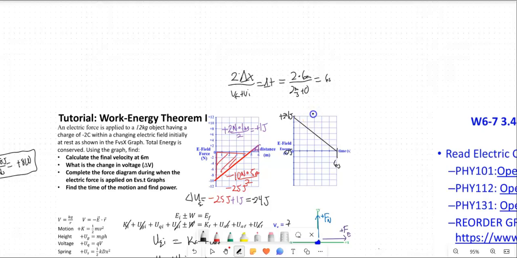And so the power, which is this drop-off, is going to be your change in potential energy due to the field over time. That's going to be negative 24 joules over 6 seconds, which is going to be negative 4 watts. And that's the other thing that we have to solve for.